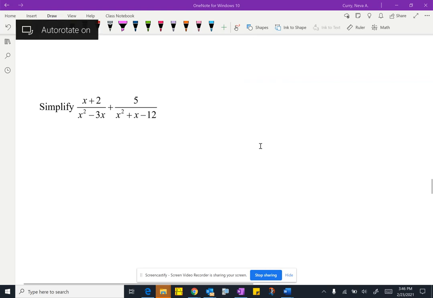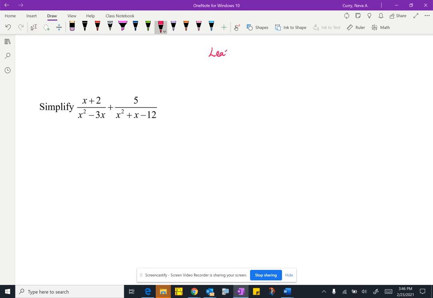Now, something that's important when we're adding fractions is that we need to find the least common denominator, the LCD. Something that we should do in order to find the LCD is factor the denominators, if possible. Sometimes you might not have to, but sometimes that's maybe the step you should start at.